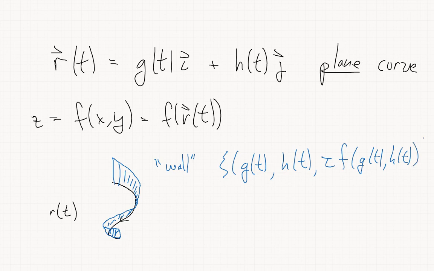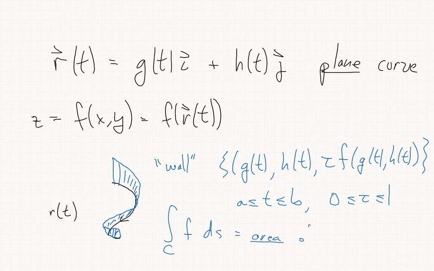where t is our parameter for the curve, so it goes between a and b, and then tau is just going to scale the height of the wall, so it'll go between 0 and 1. So then this integral, integral over C of f ds, is the area of that wall.